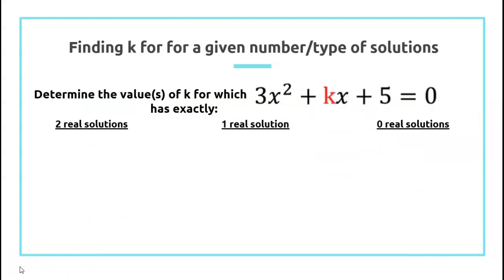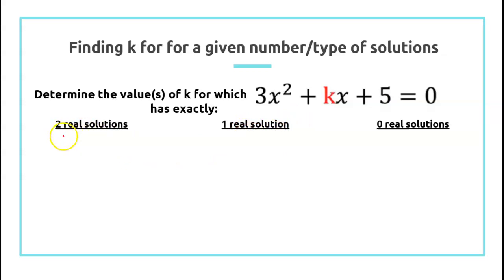So the last thing I want to do is this little fun puzzle. We are asked to find k for a given number of type of solutions. So we are asked to determine the values of k for which 3x squared plus kx plus 5 equals 0 has exactly 2 real solutions, 1 real solution, and 0 real solutions. So when we think about this, what is this question actually asking us to do?